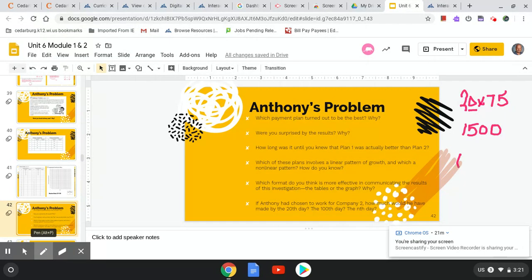How about the 100th day? Right? So we know when multiplying by 10, all we have to do is add the zeros. So I have 7,500. And now for the nth day, I would just have to multiply the day by 75. Cool.